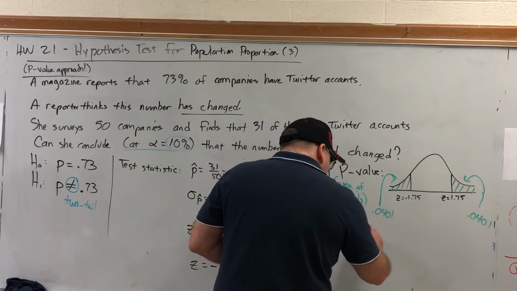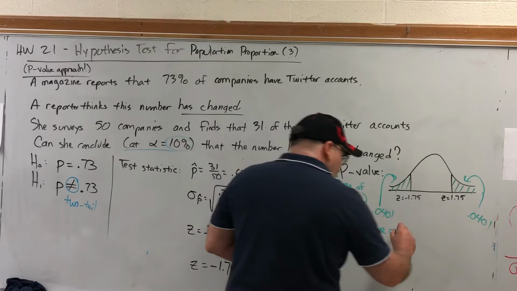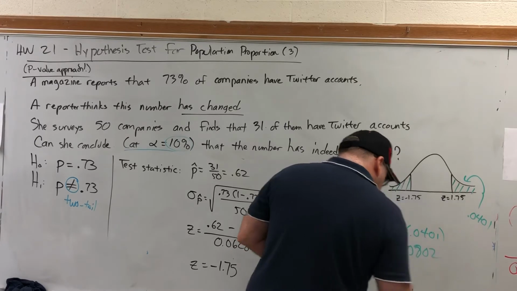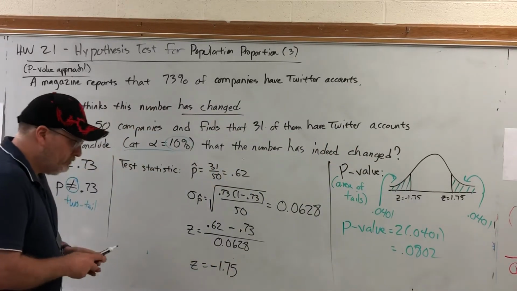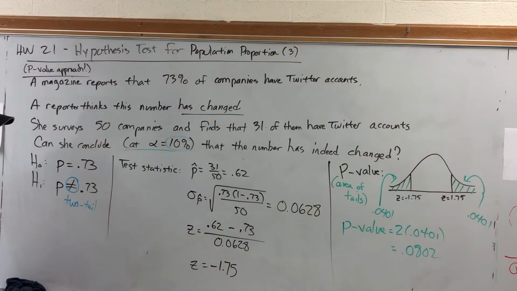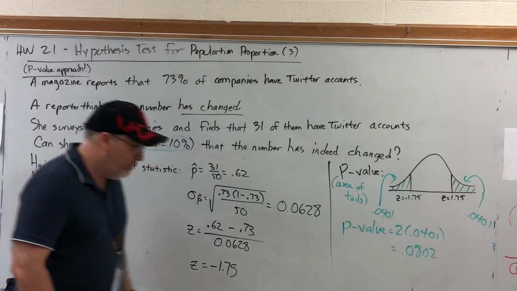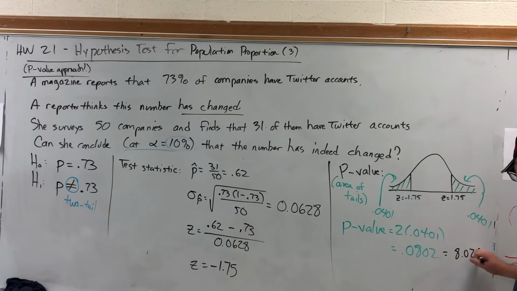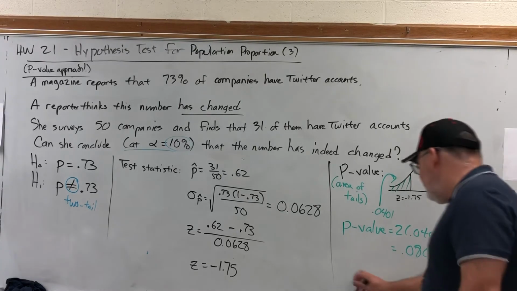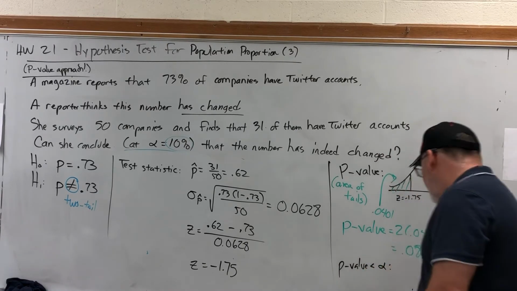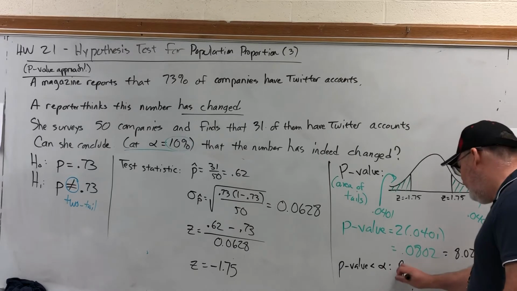So the p-value is the total area of the tails, so 2 times 0.0401, which is 0.0802. And now, we have to make our decision. Remember, the decision in the p-value approach is based on comparing the p-value to the significance level. Our p-value is 0.0802, which is 8.02%. Is the p-value greater than the significance level or less than? It is less than. Because the p-value is less than the significance level, that means that we reject the null hypothesis.